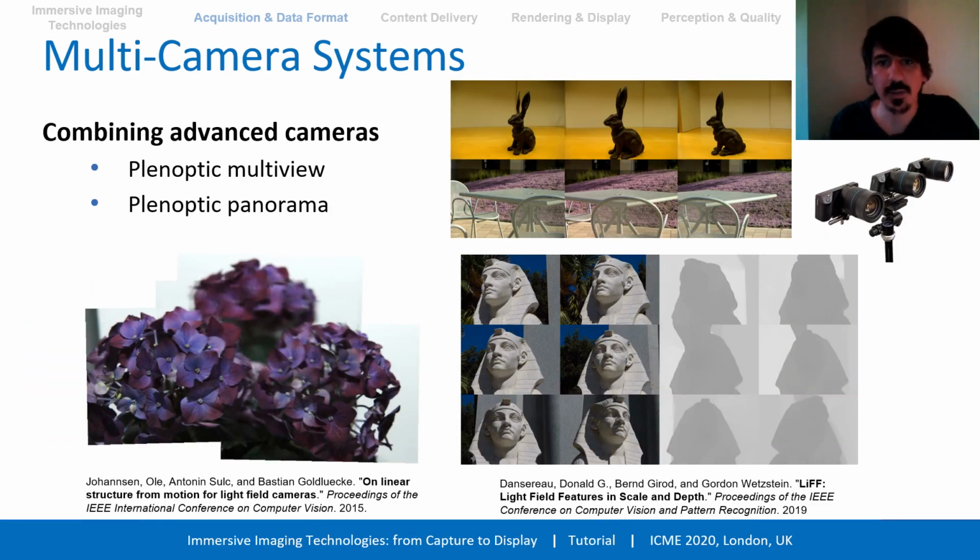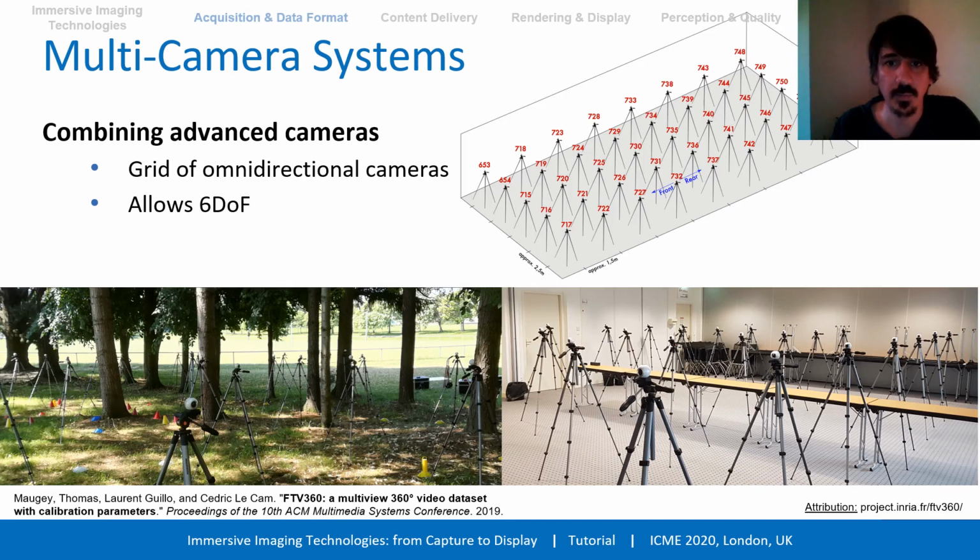So I've just presented a wide range of techniques and systems to capture immersive imaging content. But note it is also possible to combine some of these systems together. For example, here we are showing that multiple plenoptic cameras can be used together to create plenoptic multiview or plenoptic panorama contents. Another example of such a system is the FTV 360 project from INRIA, which is using a set of omnidirectional cameras spread inside a scene and captures synchronized videos. And this can then be used to render full 6 degrees of freedom content.